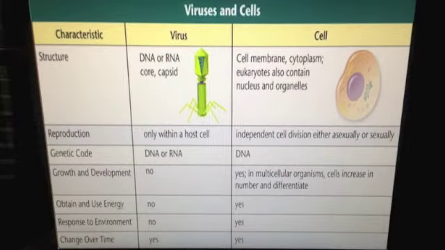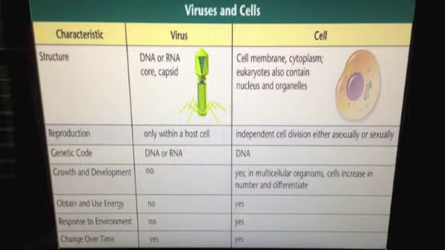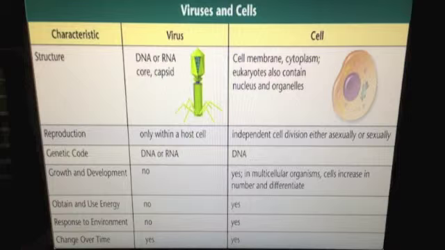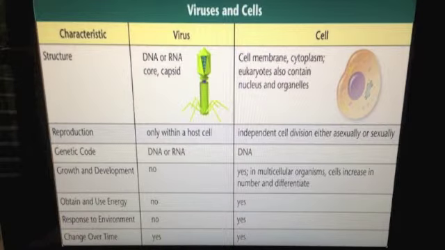This is the comparison between viruses and cells. The structure, it has DNA or RNA for a virus, and it is a capsid. Cells have cell membranes, cytoplasm. Eukaryotes also contain a nucleus and organelles. Reproduction, only with the host cell when it comes to a virus. And with a cell, it is independent cell division, either asexually or sexually.